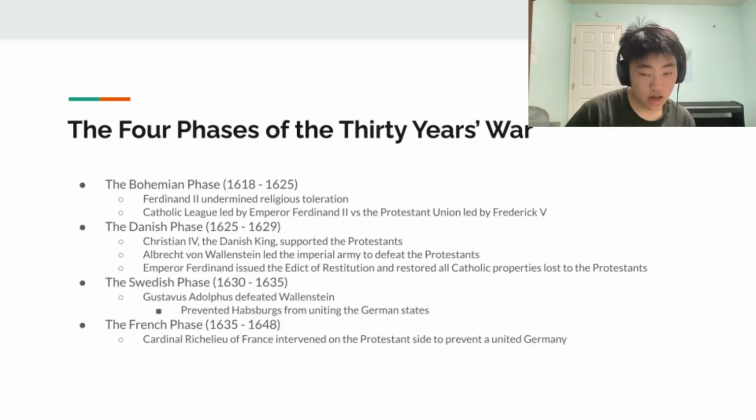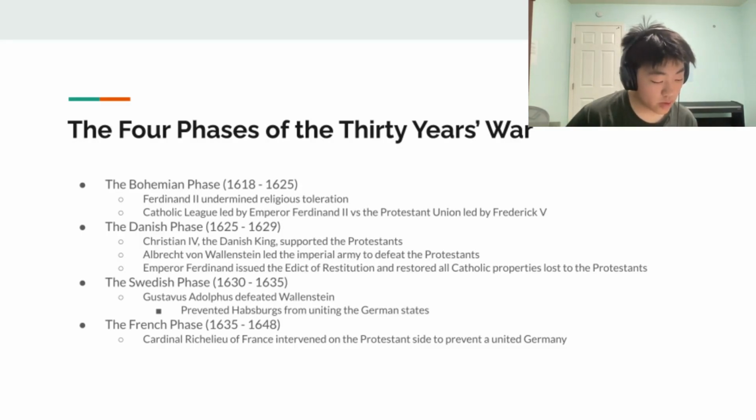So in the four phases of the Thirty Years' War, first is the Bohemian phase. Bohemia was a small kingdom where Catholics, Lutherans, and Calvinists lived together. However, the new ruler Ferdinand II was an Austrian Habsburg and a Catholic who undermined religious toleration, and thus began a religious civil war in Bohemia between the Catholic League led by Emperor Ferdinand II and the Protestant Union led by Frederick V.